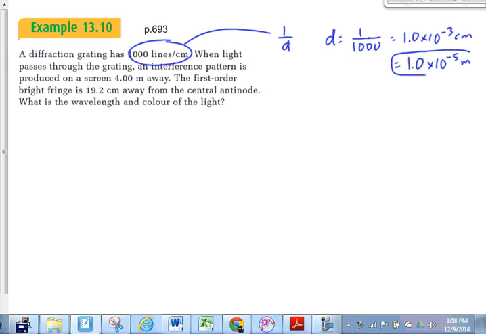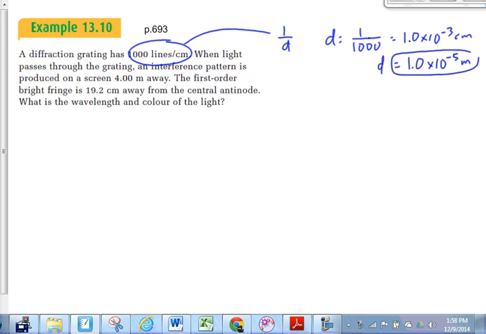Okay, that's d. If you're given a diffraction grating with lines per centimeter, then get d by flipping it over, by taking the inverse of it. 1 over 1,000. That gives you not lines per centimeter, but rather centimeters per line, which is the distance between two of those 1,000 openings. Okay, now we get the value of d.